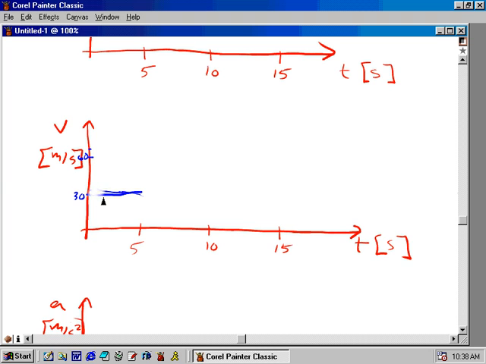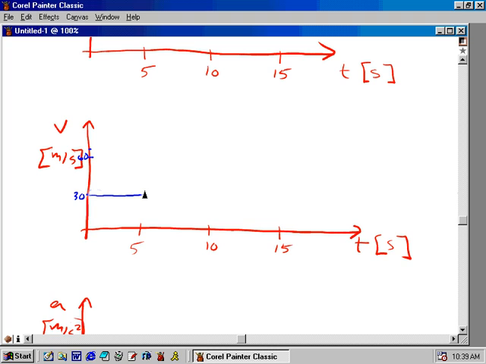And it's a little hard to draw on this tablet. I'll make another attempt at a straight line, and then we'll just have to call it straight and horizontal. Straight and horizontal over to the 5 second mark.